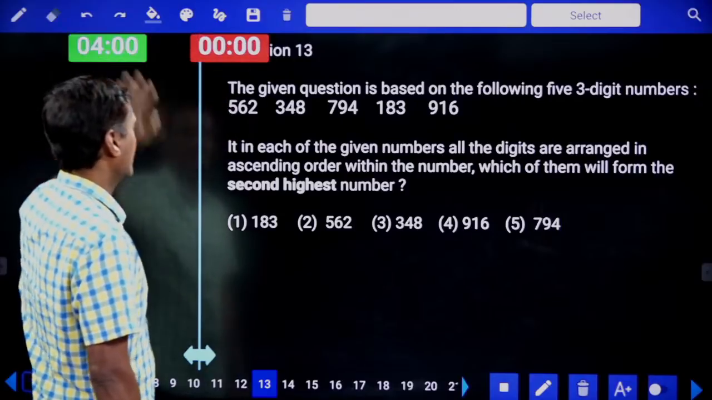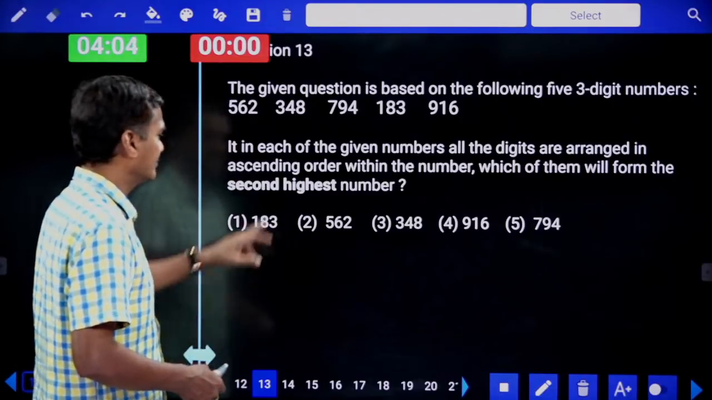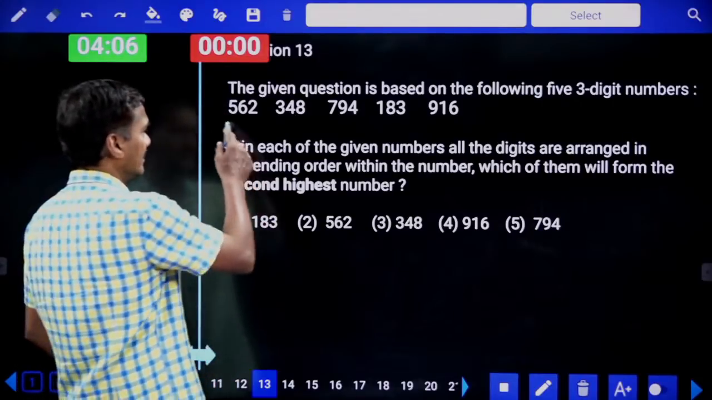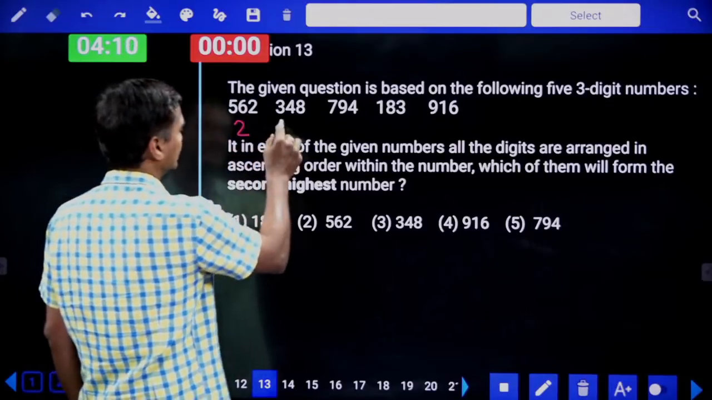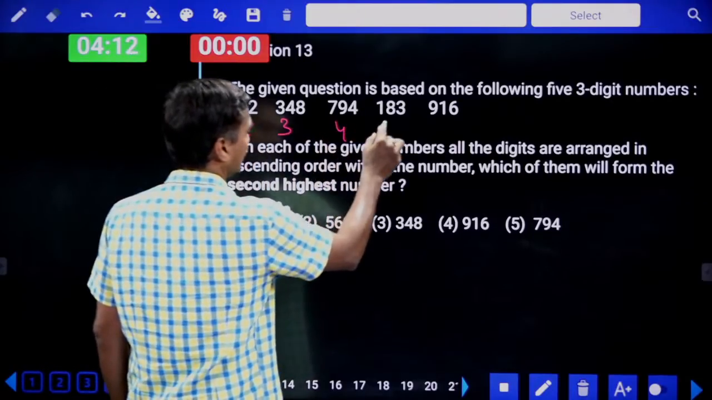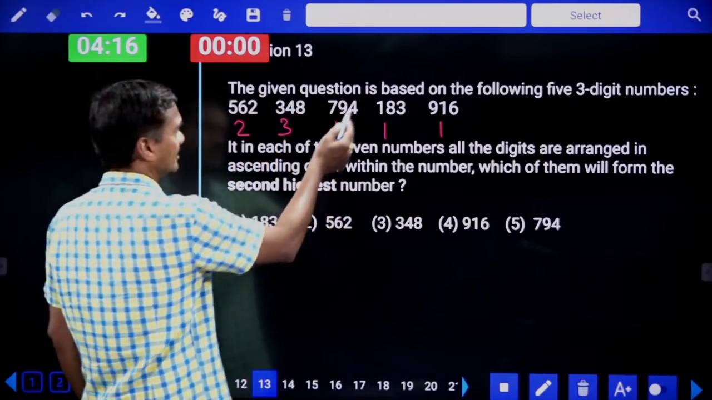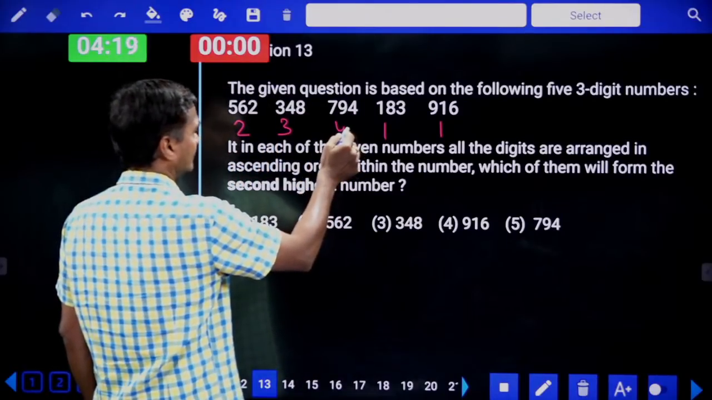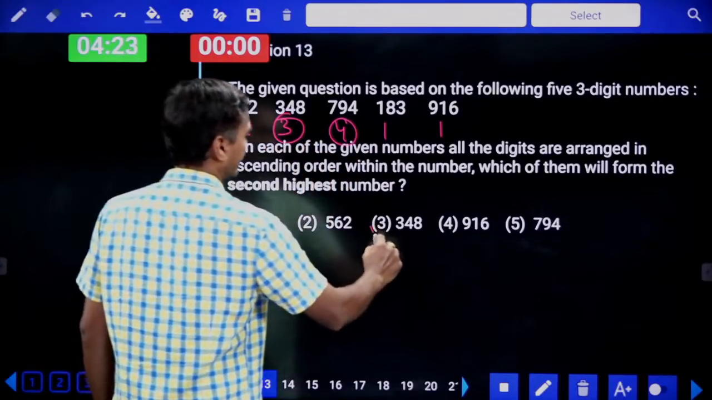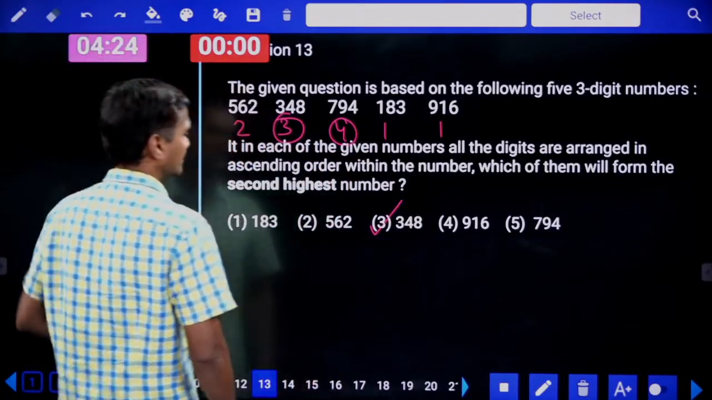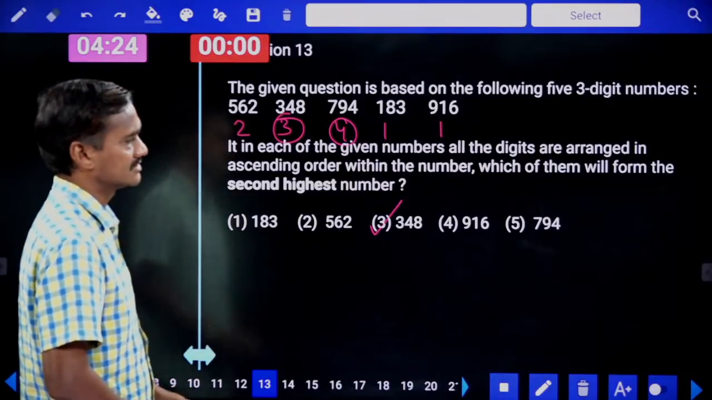Done with this? Then all the digits are arranged in the ascending order within the number, which will form the second highest. Now ascending order means let us check out the least digit. Here 2 is the least digit, here it is 3, here it is 4, here it is 1, here it is 1. So what happens? This will be the first highest, isn't it? And this is the first highest, and this will be the second highest. Second highest, then choice 3. Question number 13, it is choice 3 is the answer.